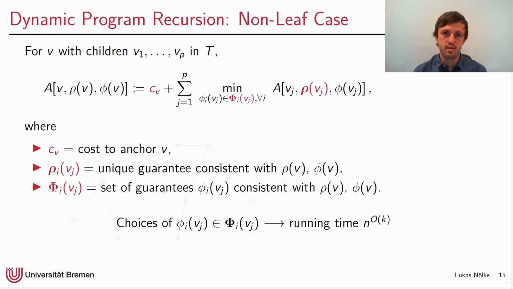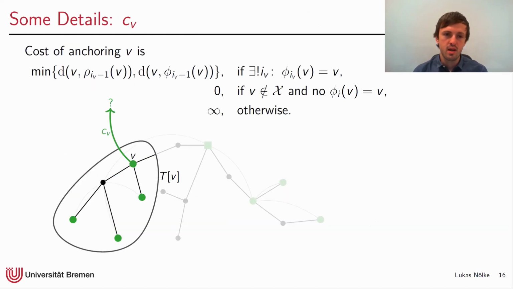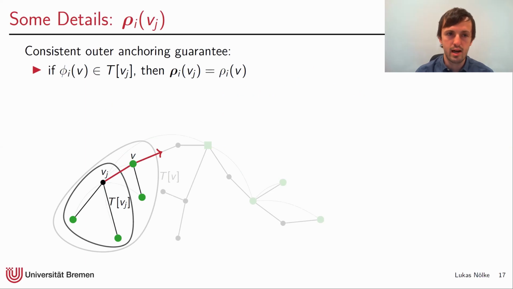Next, we look at c_V, the cost to anchor V, and essentially this is the same as the cost to anchor a leaf, which we looked at before. So we have the same 3 cases, and the only difference is that now we also have the option to anchor V to one of the inner anchoring guarantees of the appropriate label. So we choose the closest option between outer and inner anchoring guarantee. Let's now look at the anchoring guarantees of label i for the children V_j.